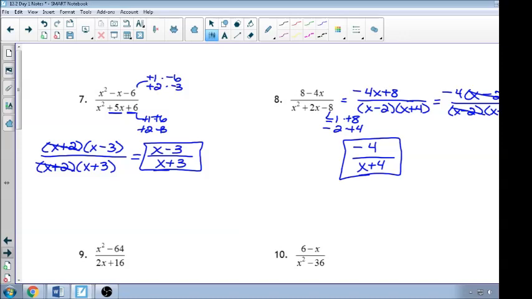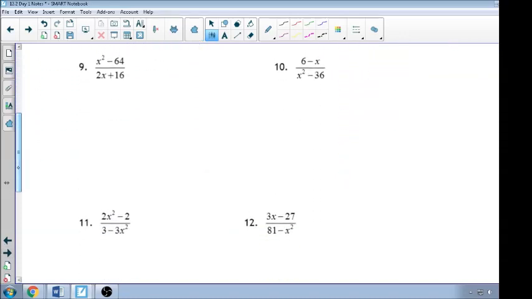On to 9. 9 has x squared minus 64. Again, if you only have two terms, you're either looking for a GCF or the difference of two squares. In this case, it is the difference of two squares, so I'll make two sets of parentheses. In the first part of the parenthesis, it will be the square root of x squared, which is just x. Second part will be the square root of 64, which is 8. For the 8s to multiply to a negative 64, you need a positive and a negative.